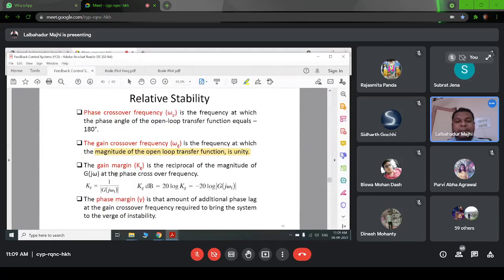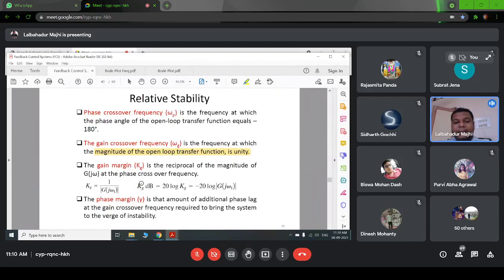Similarly, the gain margin is denoted Kg. It is the reciprocal of the magnitude of G of j omega at the phase crossover frequency. Mathematically, Kg is equal to 1 by the magnitude of G of j omega 1, and this omega 1 is the phase crossover frequency. We have to put the phase crossover frequency here.